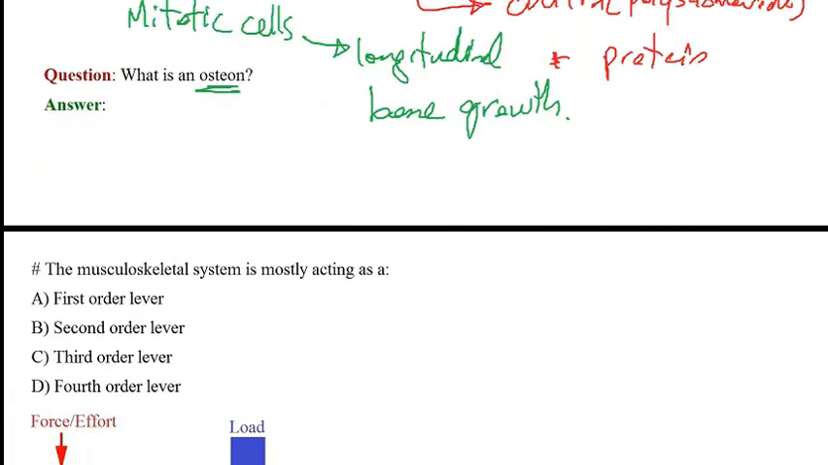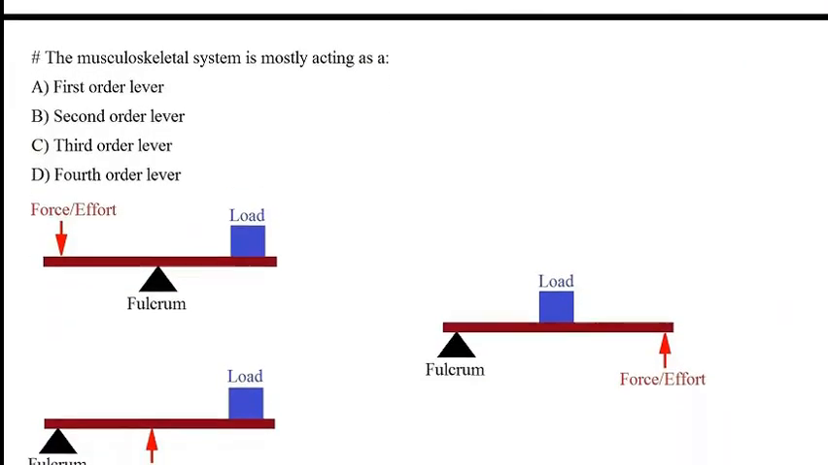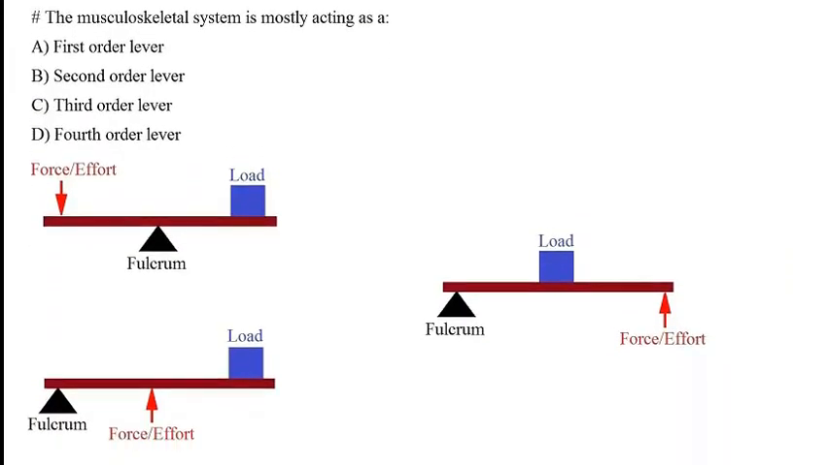So we are basically done with the discussion of our short questions. Next, let's go over some practice questions. The first question is, the musculoskeletal system is mostly acting as a first order lever, second order lever, third order lever, or fourth order lever. I actually made it pretty easy for you. I've shown you the difference between first order, second order, and third order lever.